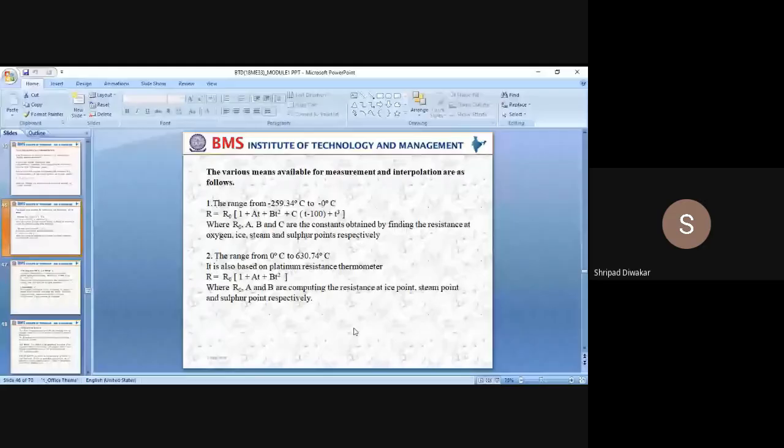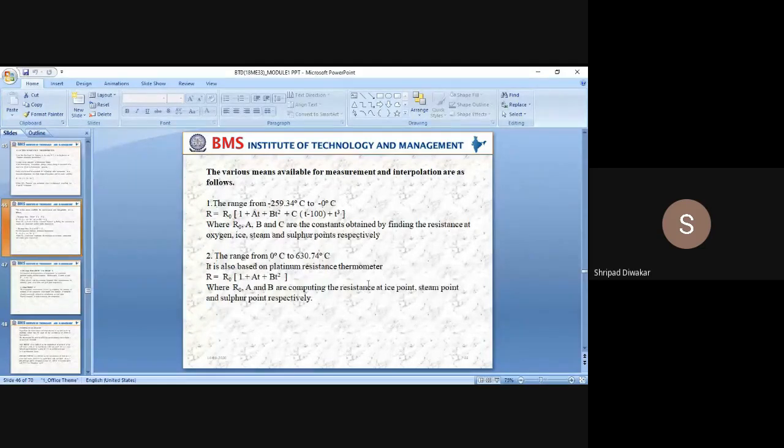Okay. There are various means available for the measurement and interpolation, like this. First, the temperature range from minus 259 to 0 degrees Celsius. It follows the equation R equals R naught into 1 plus AT plus BT square plus C into (T minus 100) plus T cube. You studied the various relations in the numerical problems like that for the measurement of various temperature ranges.